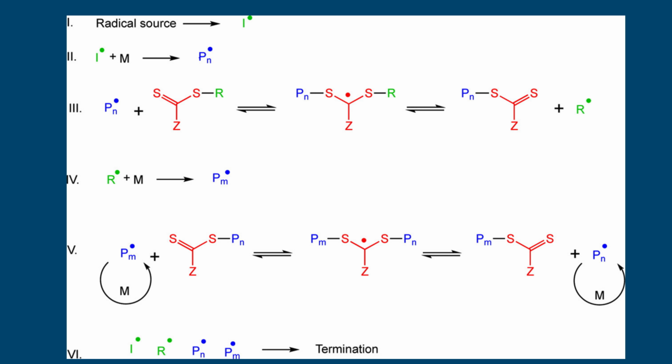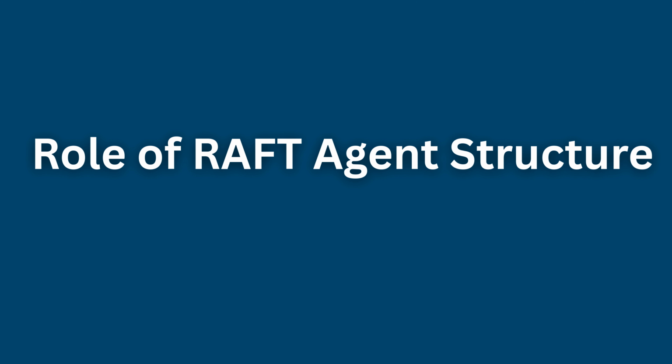Termination. As in conventional radical polymerization, termination may occur through radical coupling or disproportionation. However, the RAFT equilibrium greatly reduces the concentration of active radicals, minimizing termination events. Role of RAFT agent structure.